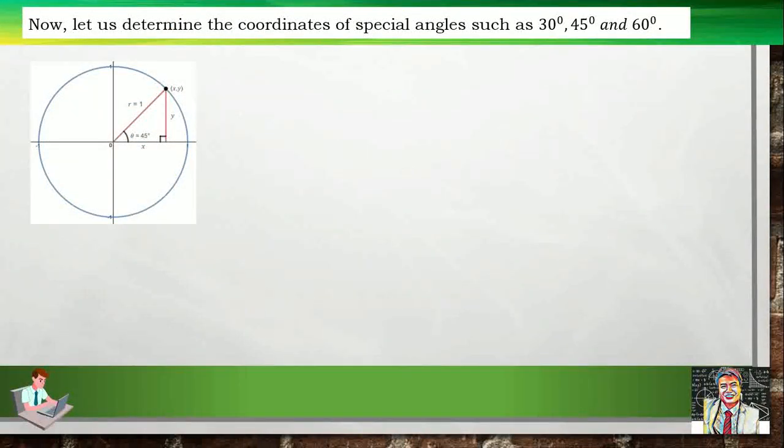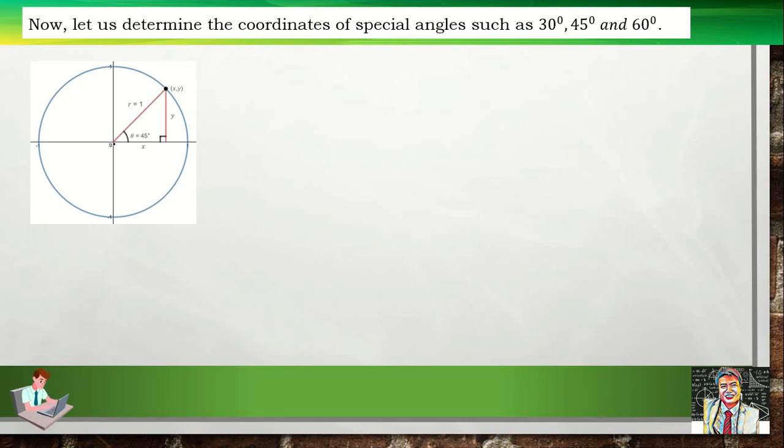So, let us now determine the coordinates of special angles such as 30 degrees, 45 degrees, and 60 degrees. Dyan muna tayo sa tatlong yan, yung coordinates niyan. Umpisahan natin sa 45 degrees. So, refer tayo dito sa given figure. As you can see, etong angle na na-form natin dito, draw ko ng line dyan, meron akong angle na 45 degrees, mula dito sa center hanggang doon sa point na yan.